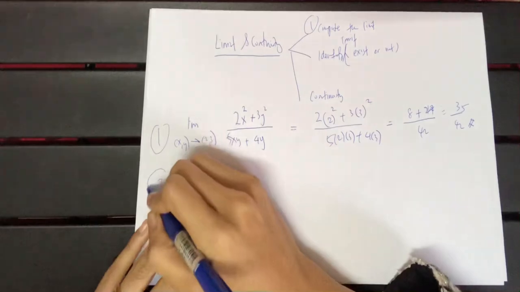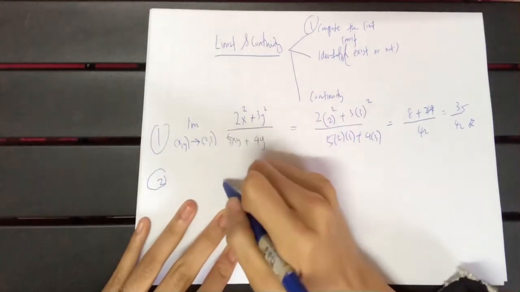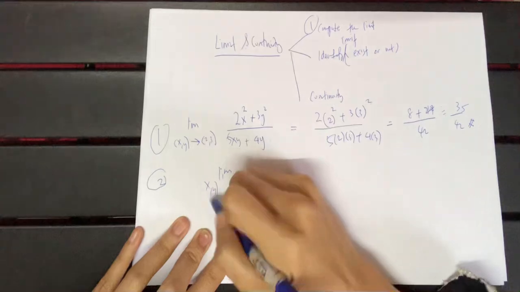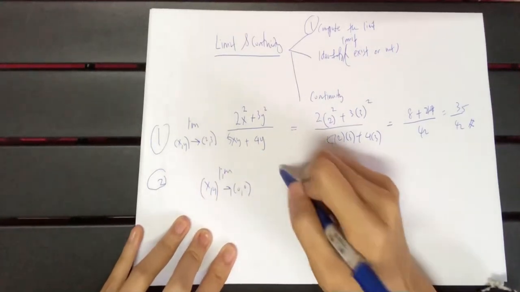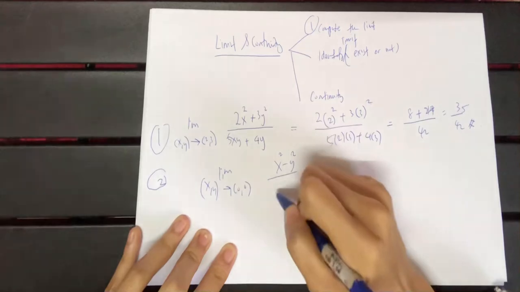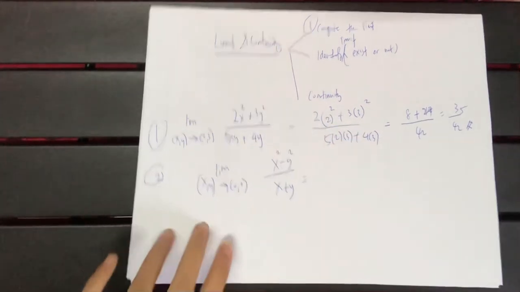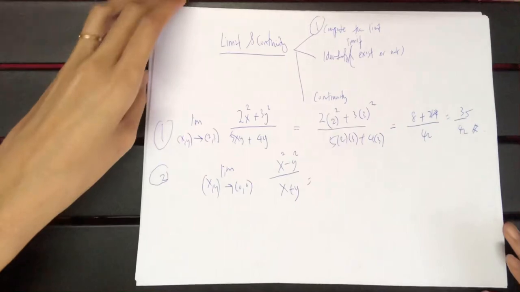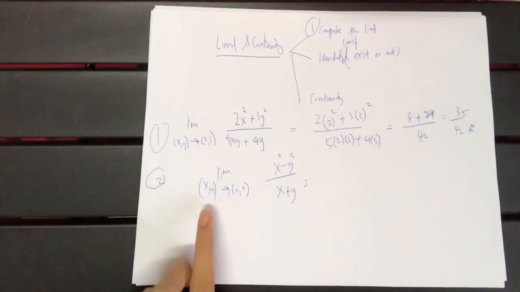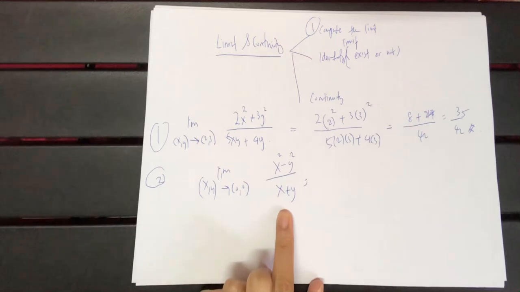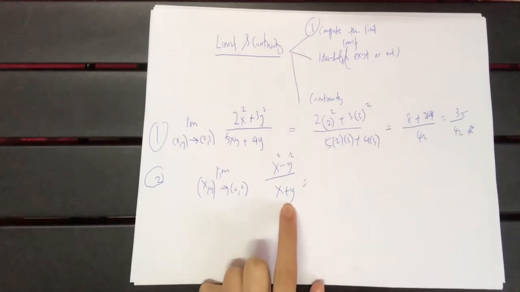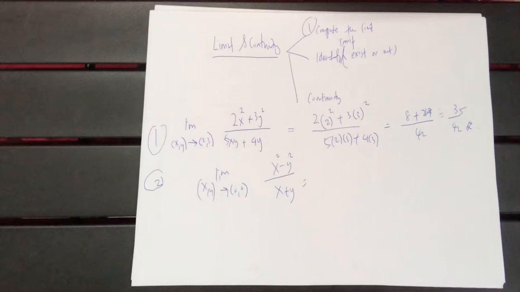I give you another example: the limit as (x, y) approaches (0, 0) of (x² − y²) over (x + y). Be careful here. When you substitute x and y into the denominator, it becomes 0, right? You substitute 0, 0, you get 0. You cannot divide by 0. If you use a calculator, you get a math error. So there is something that you need to do.